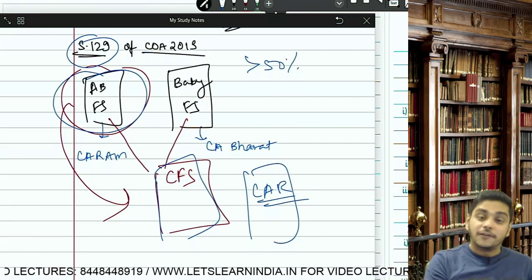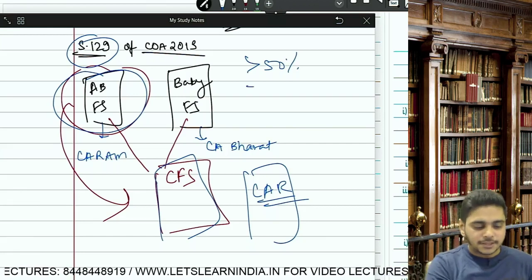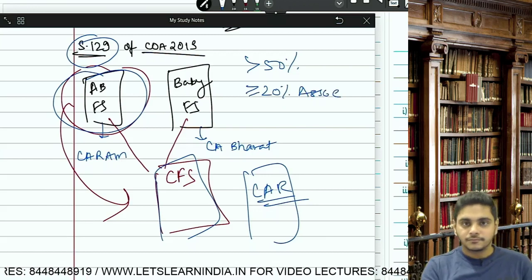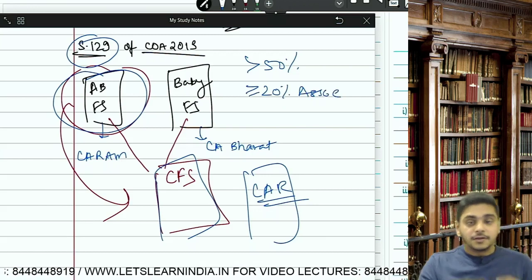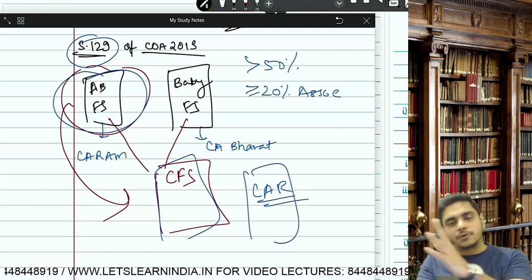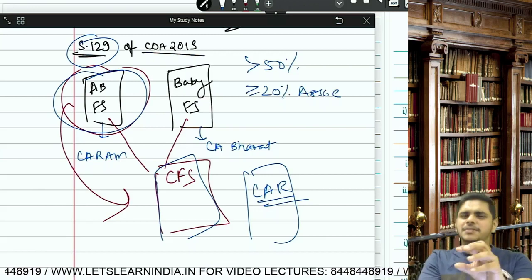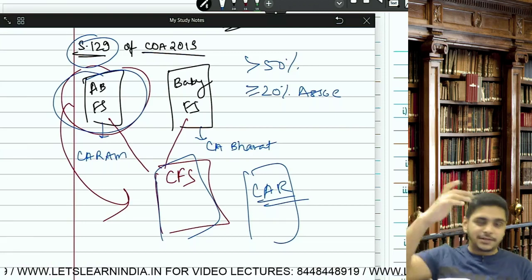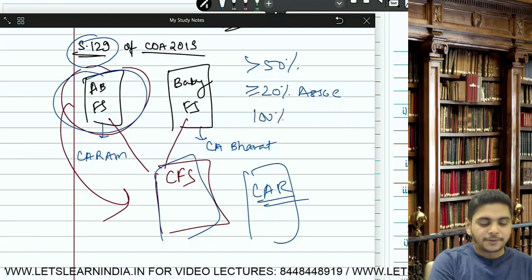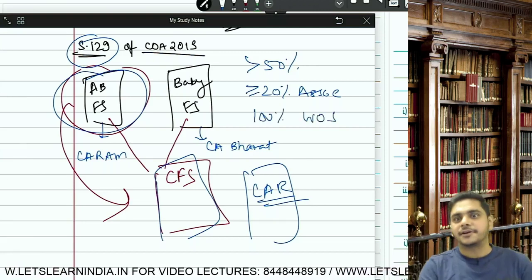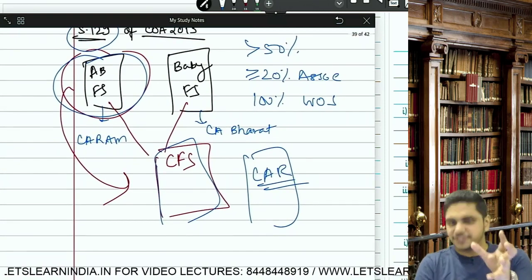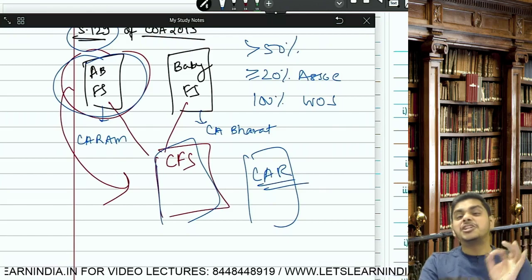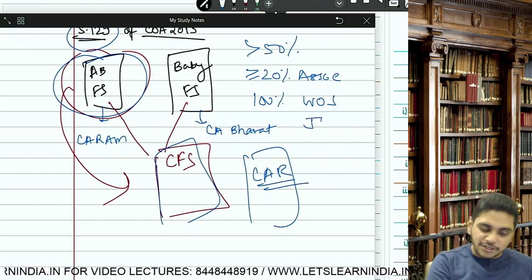If you invest how much percent? More than 20%, you become an associate. One kid means more than 50%, subsidiary. Small kid means associate, minimum 20%. Full kid means 100%, only on subsidiary. Illegitimate kid means joint venture.